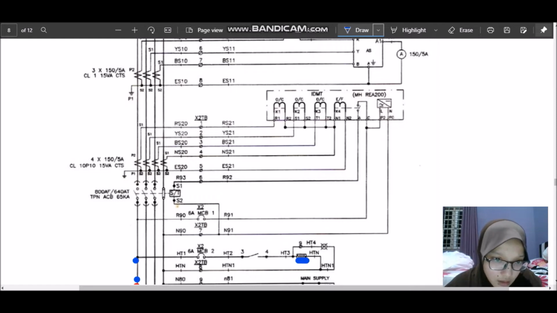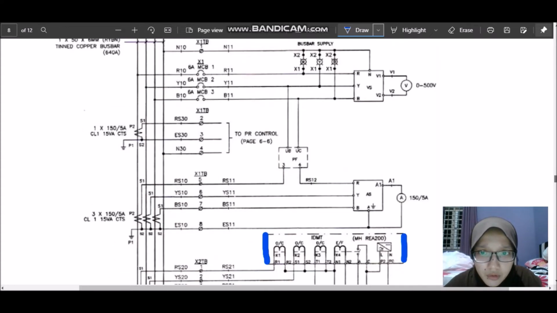This is the OC and EF trips. As we can see here, to here is IDMT. OC stands for overcurrent and EF stands for earth fault. R, Y, and B are connected directly to overcurrent. Neutral and fault are connected to earth fault.